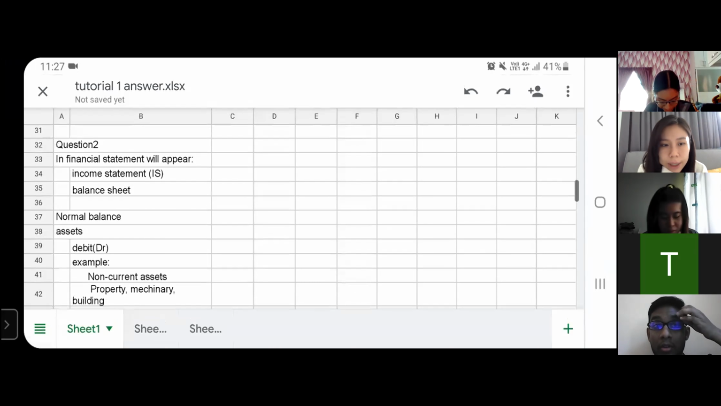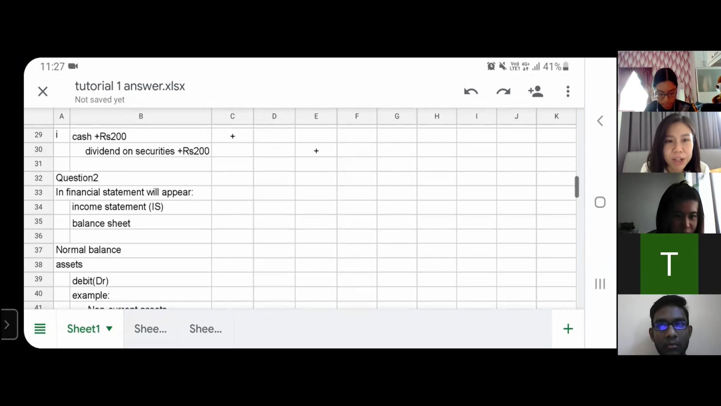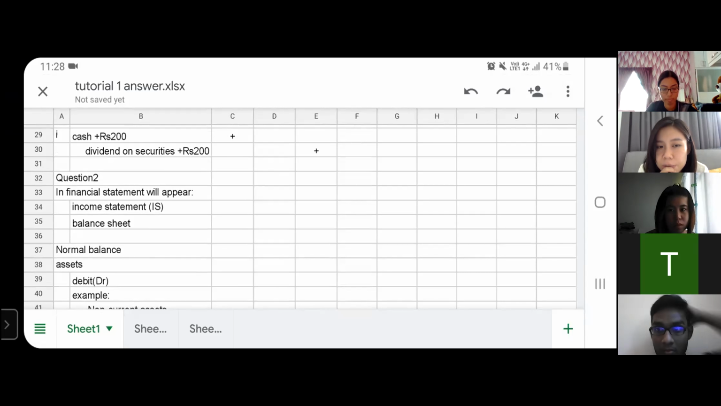You can show the question. And everyone look at your question, because I still don't show up the question here. Yes, the question is, what you need to do for the question? The question he say in the financial statement will appear what and what. Okay. So means you have to decide whether these elements appear in which financial statement, either in income statement or balance sheet. Okay. Yes. Let's move on.